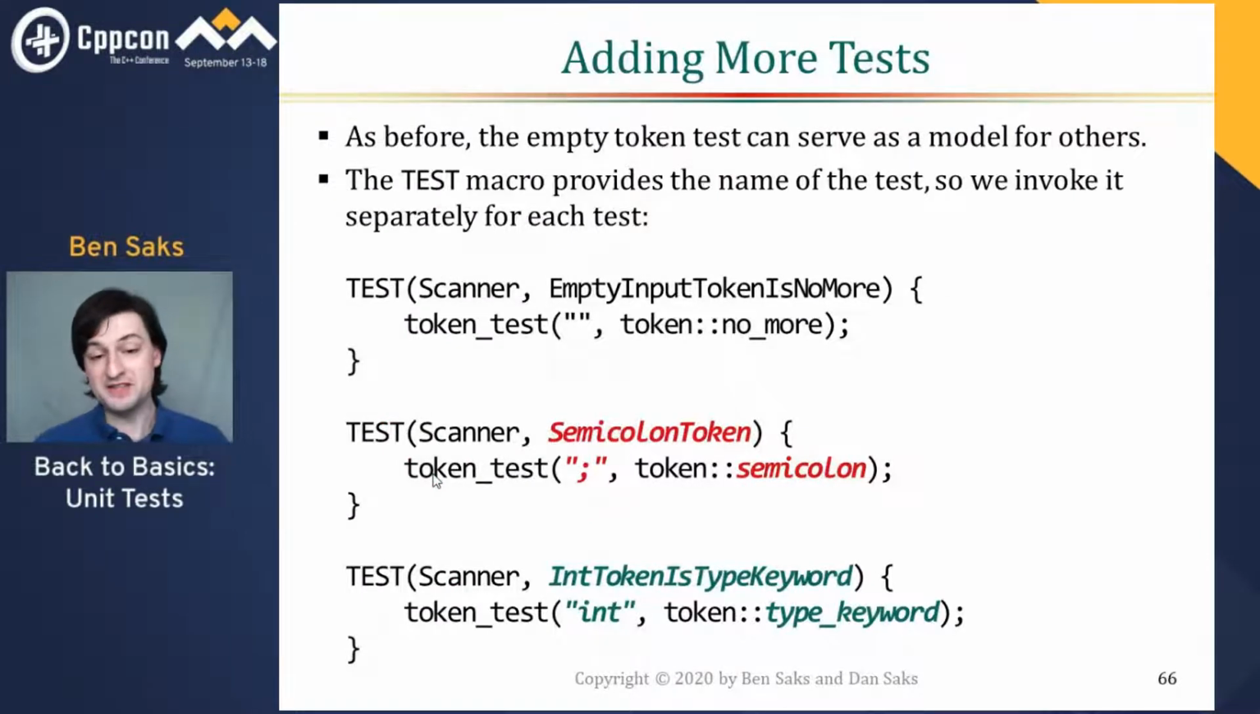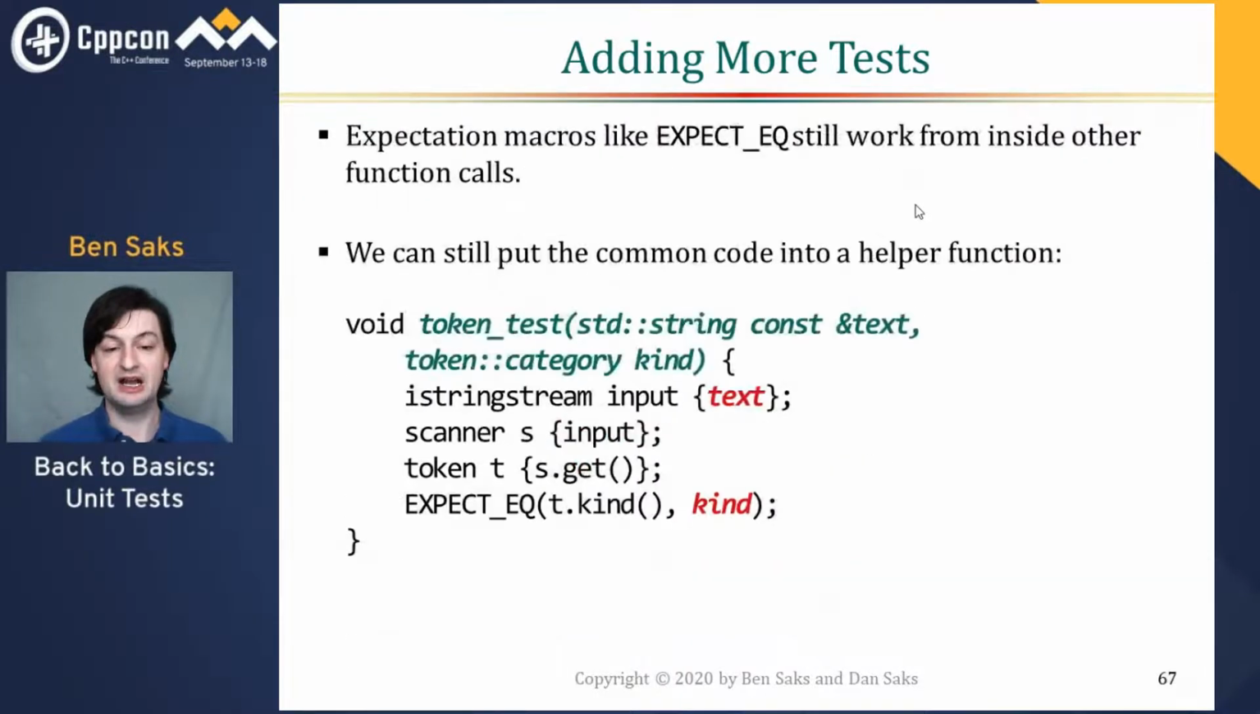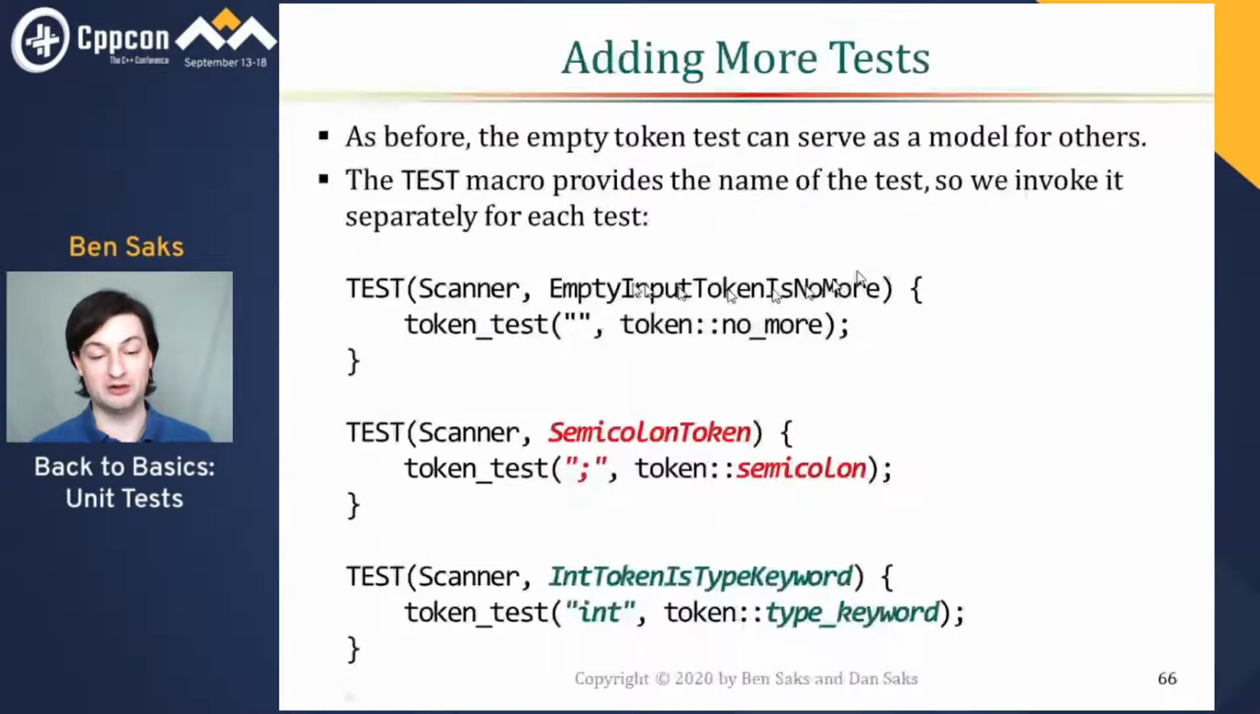And again, this one test we can expand, using it as a model for others, to turn that into a whole bunch of tests. So we would call the TEST macro separately for each individual test, because that's what assigns a name to the test. But the expectation macros, things like EXPECT_EQ, and then there are others like EXPECT_NE for not equals, EXPECT_LT for less than, and so forth, those work from inside other function calls. They don't have to be directly within the curly braces after a TEST macro.